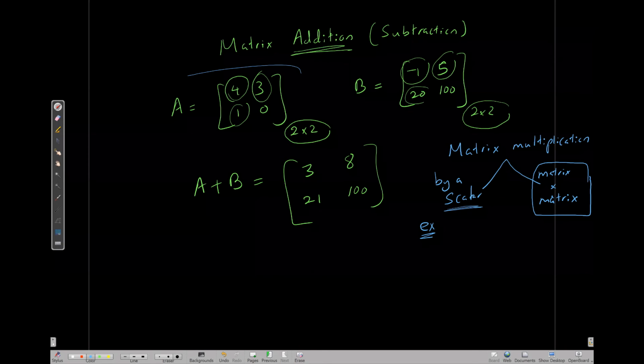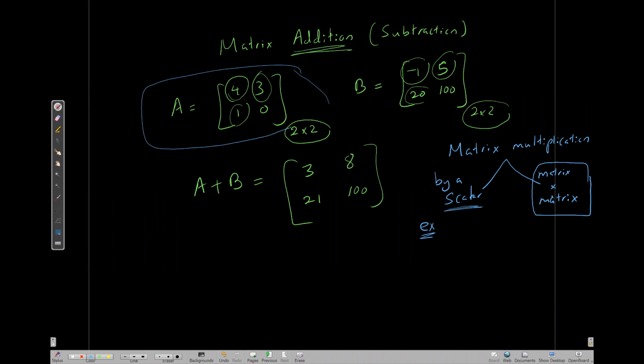Let's take this A, and if you want to multiply A by 2, 2A, you put 2 in front of your matrix like this, and then simply you multiply each term by 2. So 2 into 4, 8, 2 into 3, 6, 2 into 1, 2, 0. Simple as that. Now let me create a quick example with these A and B.